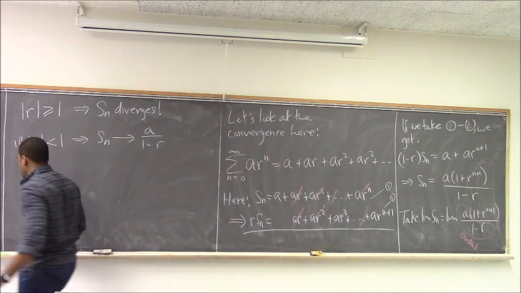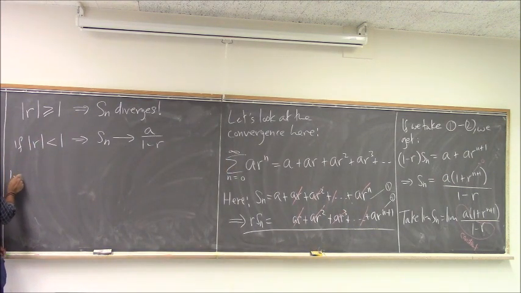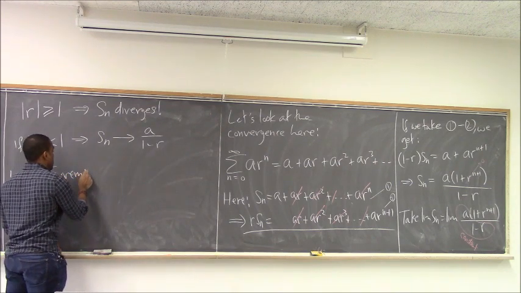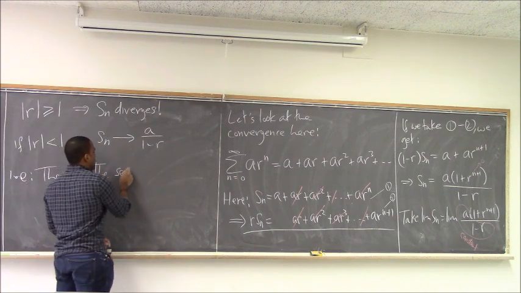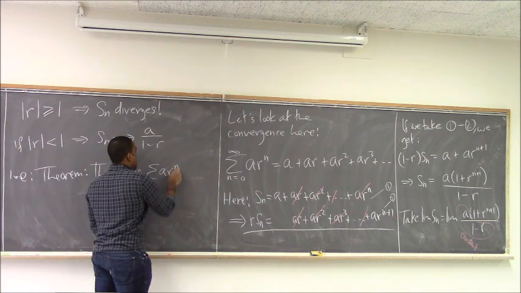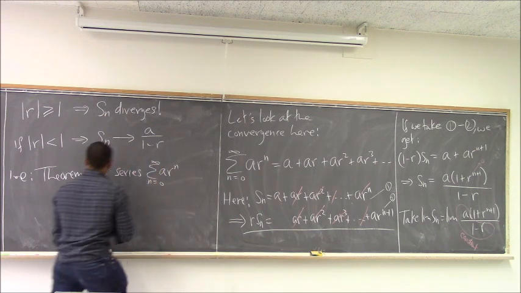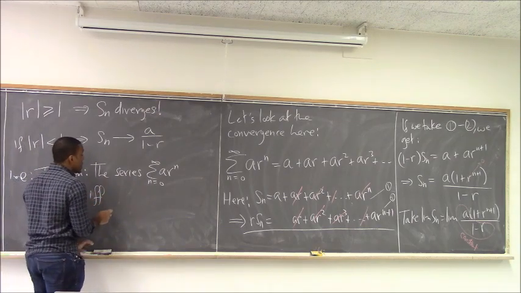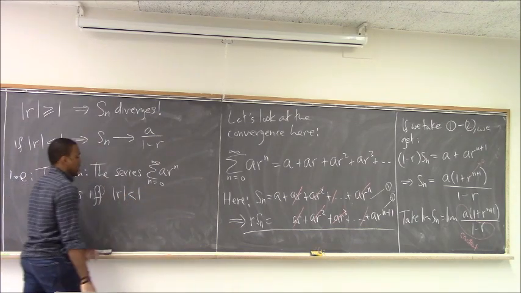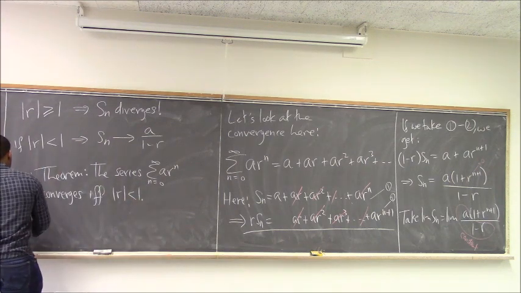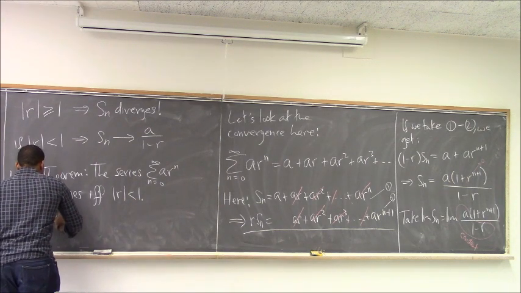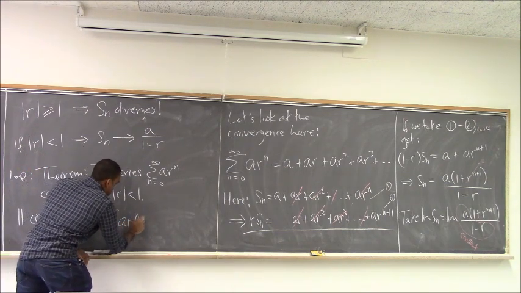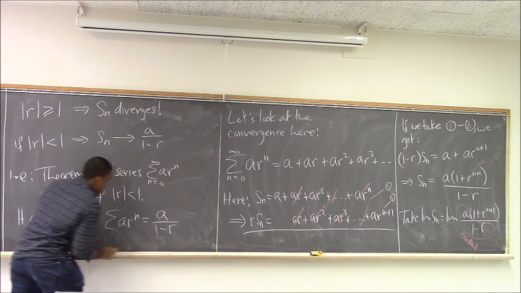So that tells you when a geometric series converges. You can even think of this as a theorem if you want, and that's kind of a proof. The series sum of ar to the n, n goes from 0 to infinity, converges if and only if the absolute value of r is less than 1, and it converges to a over 1 minus r.